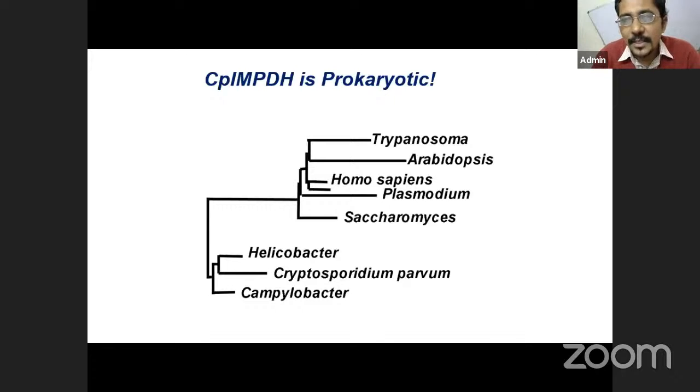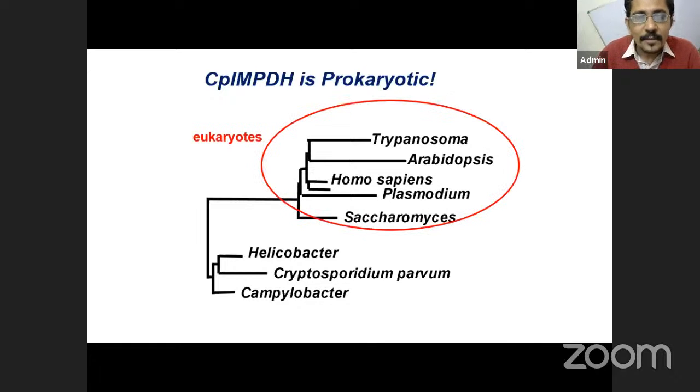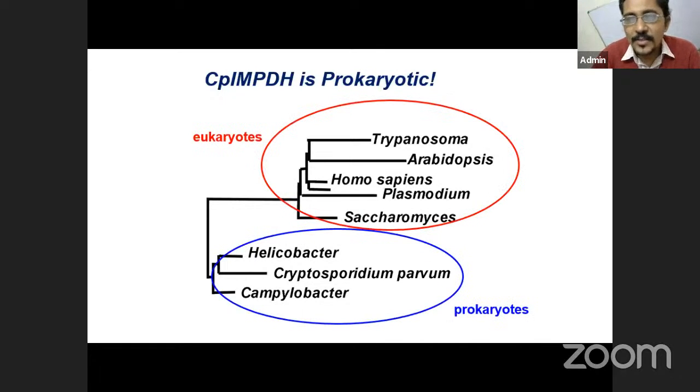Now the question comes: the nature of the pathogen is always very important before you think about targeting it. If you talk about COVID-19, it's an RNA virus, we know very well. Cryptosporidium parvum is a parasite which is prokaryotic in nature, while there are several eukaryotic pathogens as well. Probably you might have heard about eukaryotic pathogens like Plasmodium or Trypanosoma. These are very well-known eukaryotic pathogens.